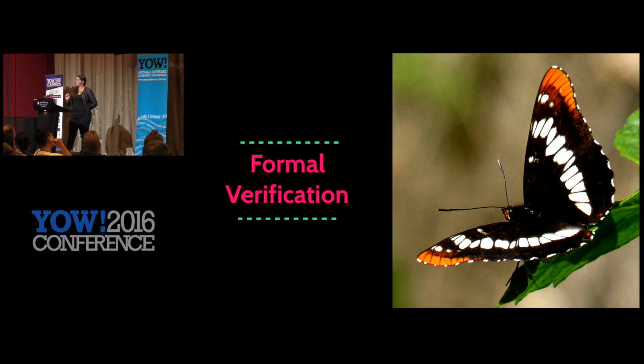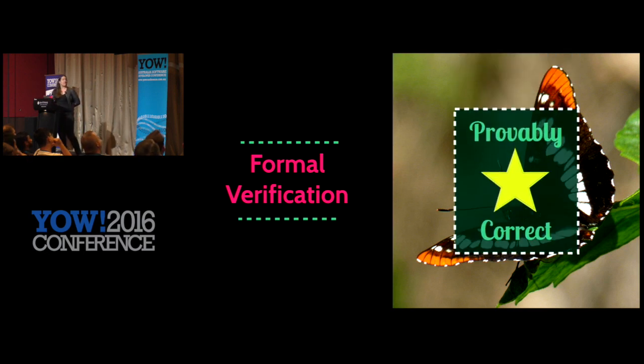So formal verification. This is the idea that our systems are provably correct. What it's doing here is typically using some form of propositional logic and mathematics to prove that the system is correct.